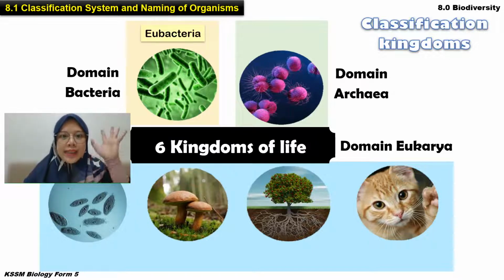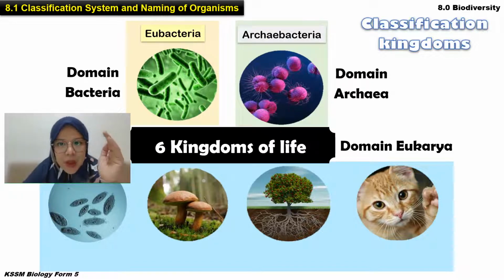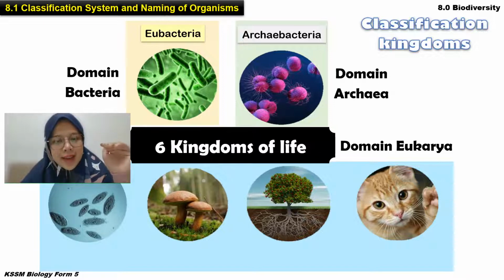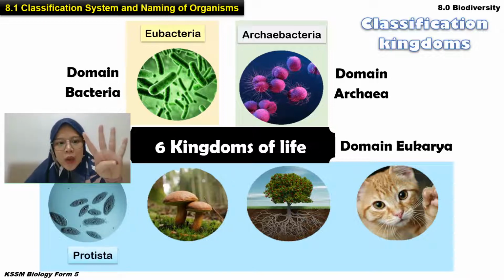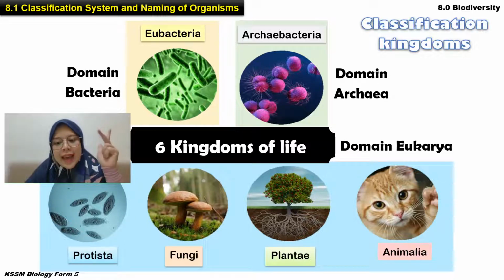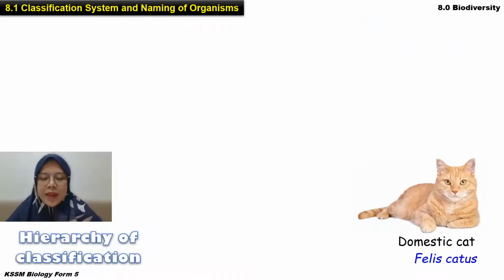So what are the 6 kingdoms? Under domain Bacteria, there is 1 kingdom known as Eubacteria. Under domain Archaea, there is 1 kingdom which is Archaebacteria. And under domain Eukarya, there are 4 kingdoms: Protista, Fungi, Plantae, and Animalia. So altogether we have 6 kingdoms of life. Okay, so next.